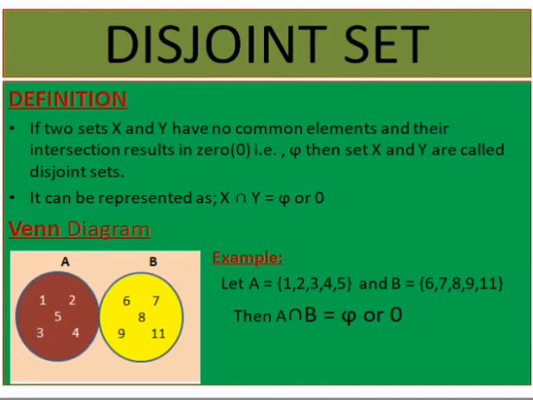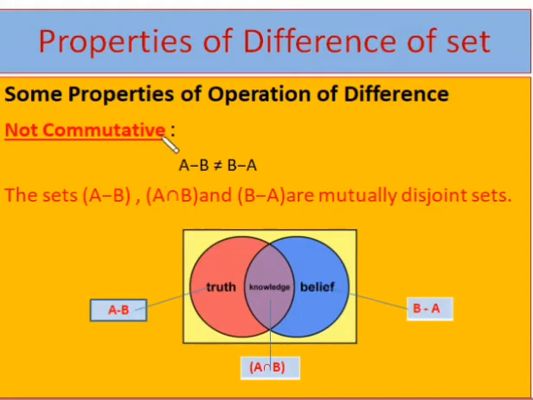Now come to the properties of difference of sets: it is not commutative, meaning A minus B is never equal to B minus A. We see the examples. Now this part is A minus B, and the A intersection B is the common part, and this one is B minus A. All of these are disjoint with each other.